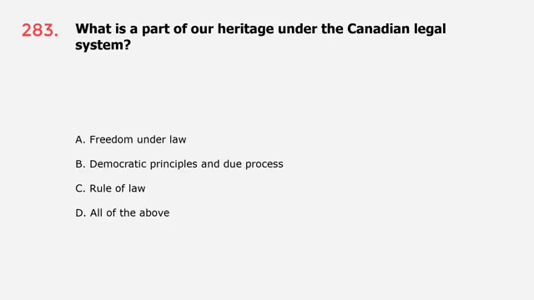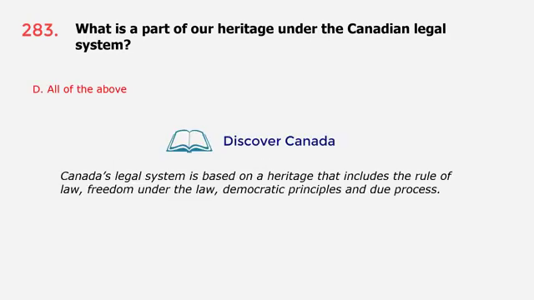Question 283. What is a part of our heritage under the Canadian legal system? A. Freedom under law. B. Democratic principles and due process. C. Rule of law. D. All of the above. The answer is D. All of the above.